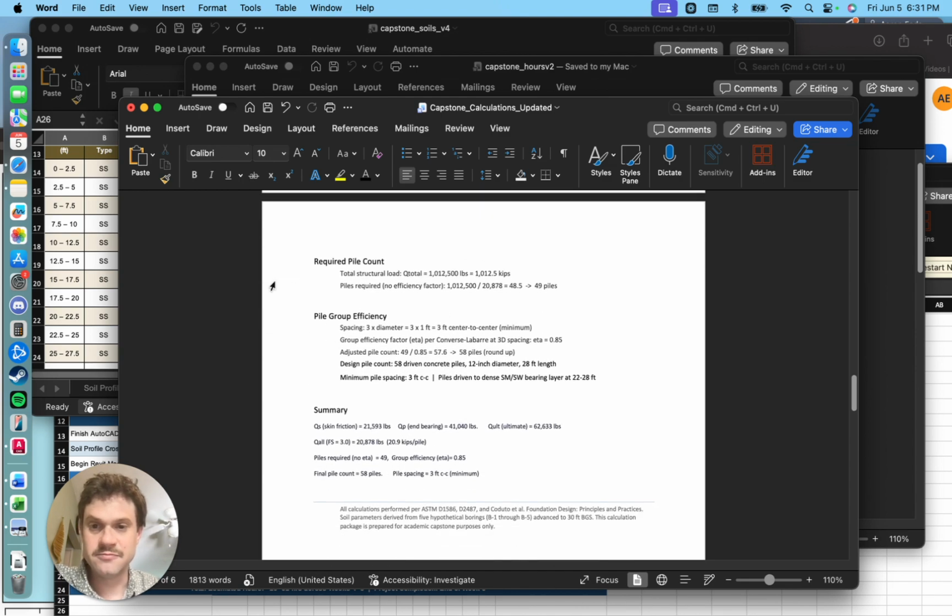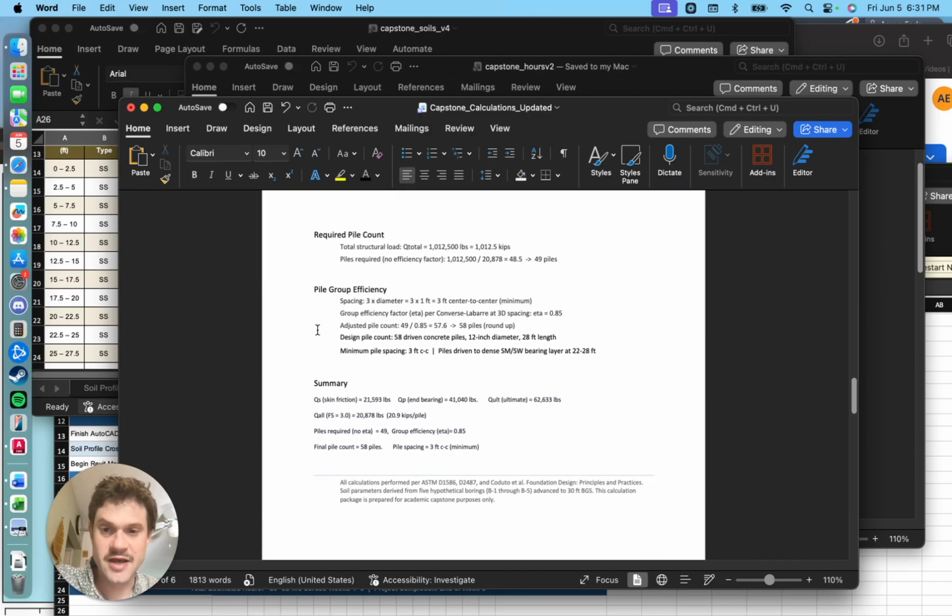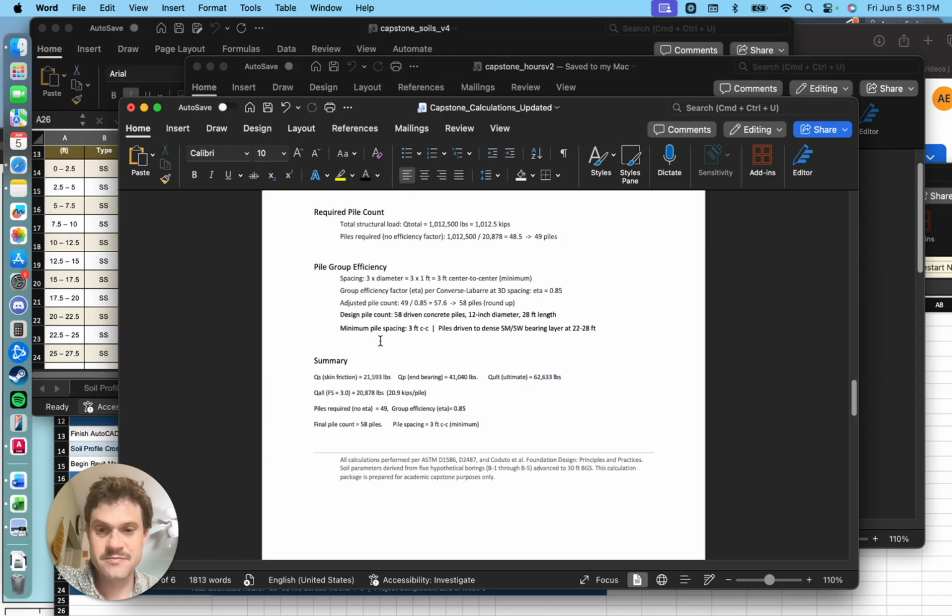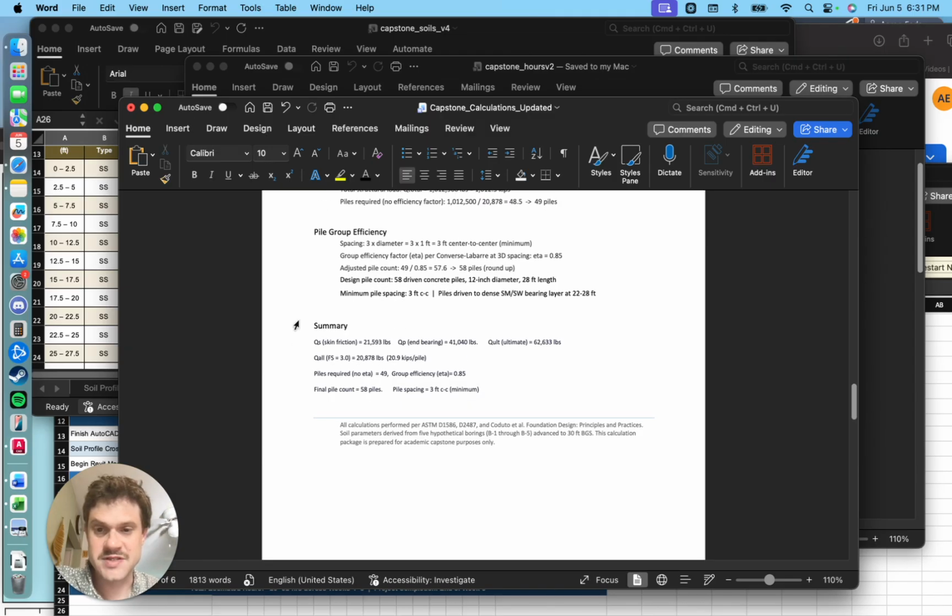And the required pile count, the different factors to account for that. This is the summary of having a final pile count and spacing of those piles.